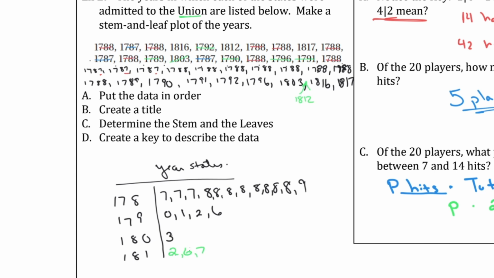All right, so hopefully you already knew which one I had made a mistake on. Find it, fix it, and then the next thing we want to do is write a key to describe this data. When you write your key, keep it in the same format. Let's say I have 179, write the word key, then draw a line and put in a piece of data. So 179|1 means 1791.